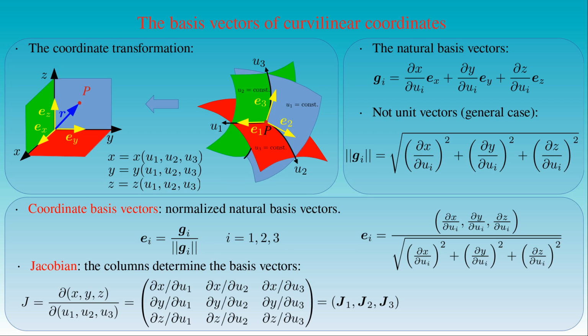The only missing factor is the normalization, which can be computed from the squared sum of the column vectors. Then each column vector is equal to the corresponding basis vector times the length of that column vector. We apply this simple method to determine the basis vectors of the cylindrical and spherical polar coordinates. Let us start with the computation of the basis vectors for the cylindrical coordinates.